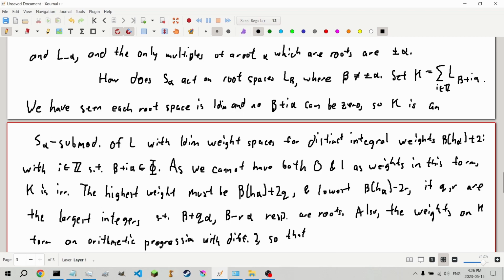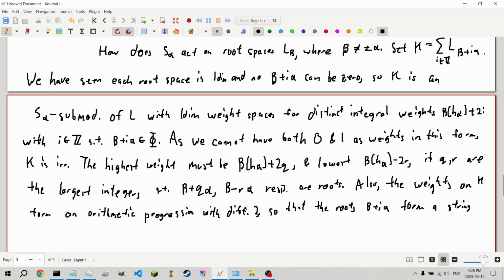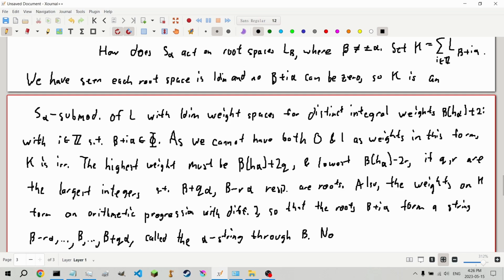So that the roots of the form beta plus I alpha form a string of beta minus R alpha up through beta up through beta plus Q alpha, which is called the alpha string through beta, we notice that beta minus R alpha of H alpha is negative of beta plus Q alpha.